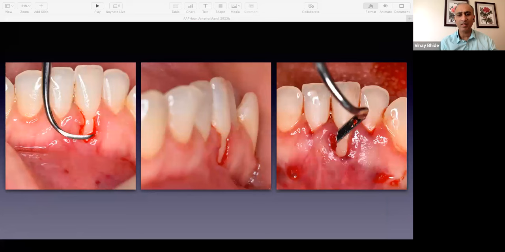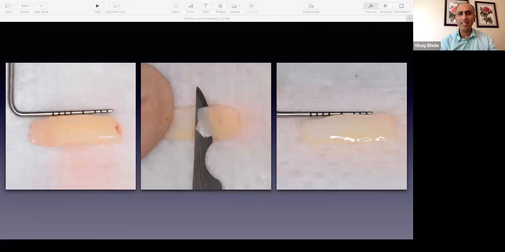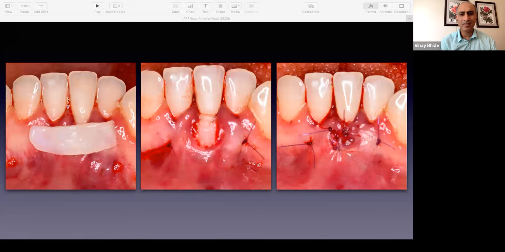I then harvest my connective tissue from the palate, and I prefer a de-epithelialized approach that I learned from Professor Zucchelli. It's very easy to do. It's very easy to get a nice uniform piece of tissue. You just have to be careful about removing all the epithelium, which once you do this a number of times, is pretty straightforward. I then place the graft in the tunnel, and you can see that I've secured it laterally.